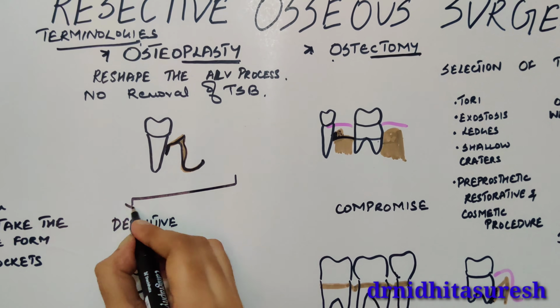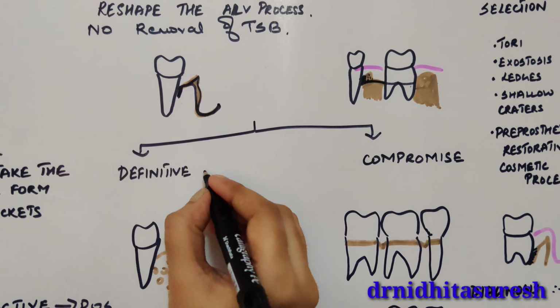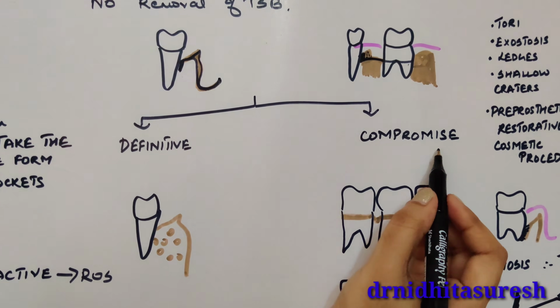Now, two more terms we have to understand. What do we mean by definitive osseous surgery and compromised osseous surgery?